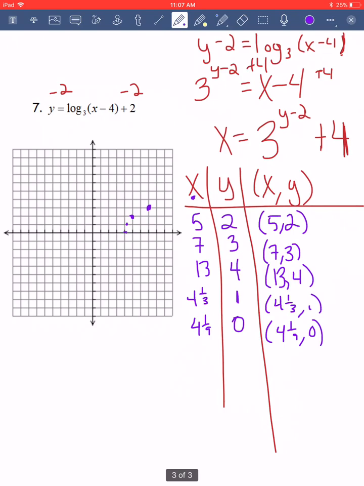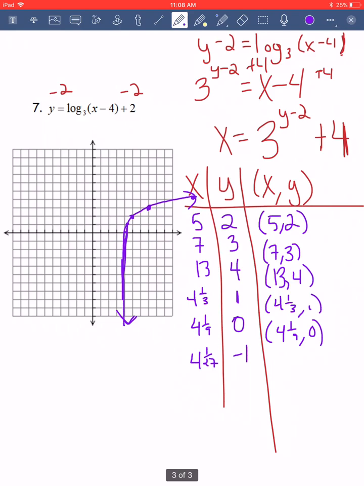If I keep going, I'm going to be getting as close to 4 as possible without touching it. So if I plug in negative 1, minus 2 is negative 3. 3 to the negative third power is 1/27th, and 1/27th plus 4 is 4 and 1/27th. So I'm going to be getting as close to 4 as possible without crossing it. Imagine I was really, really close to 4 without crossing over. Okay, so that's about what my graph looks like.